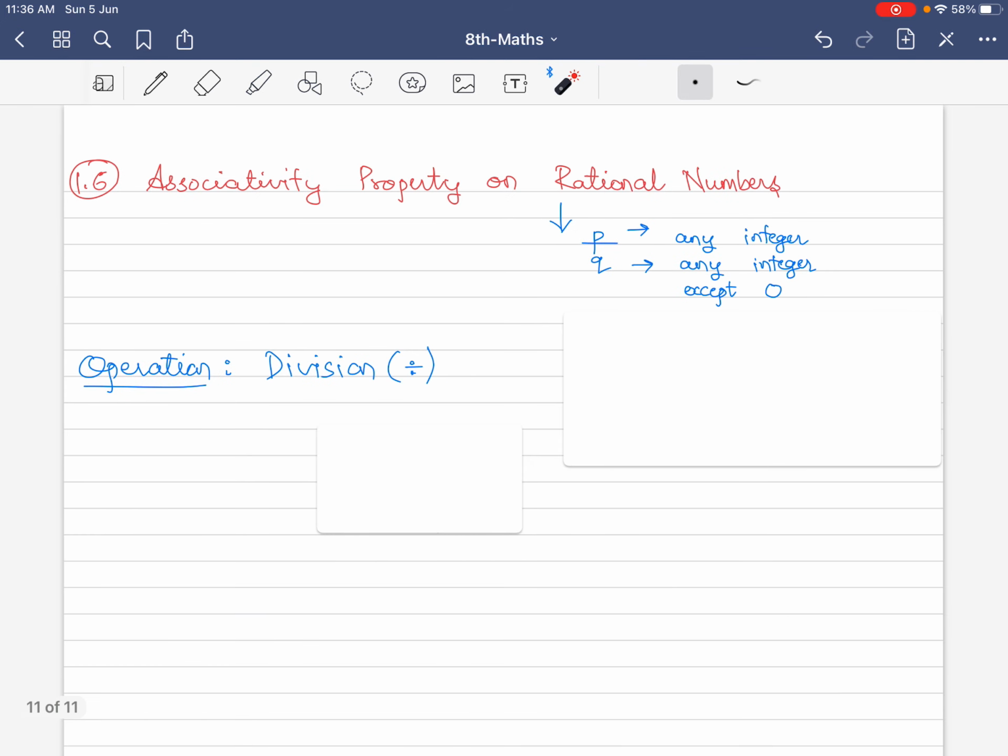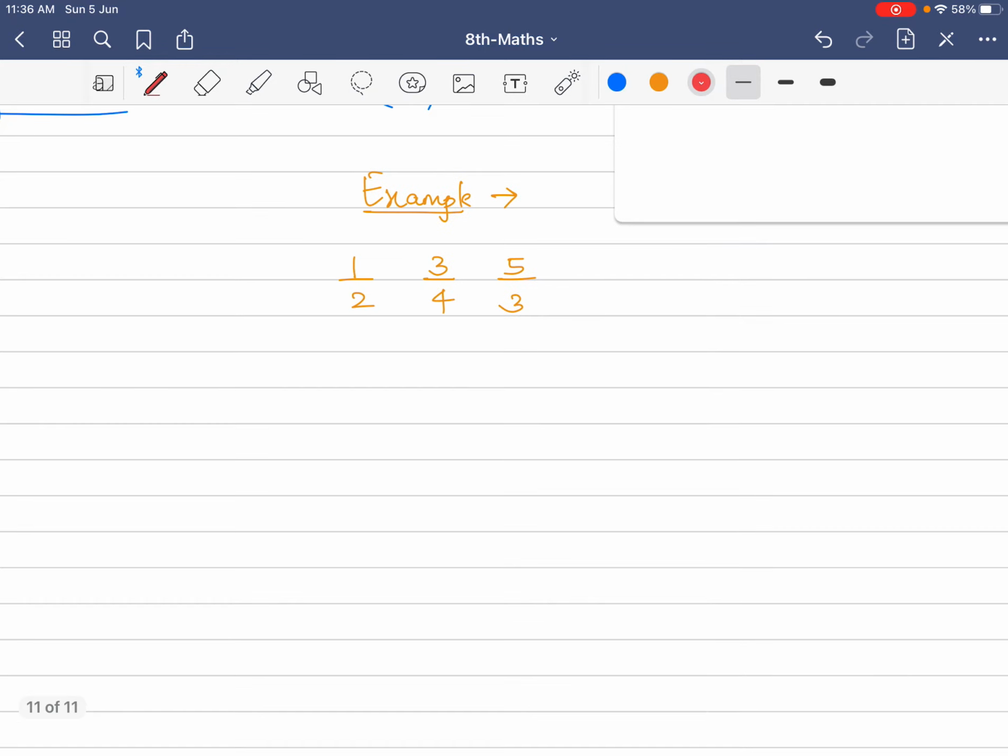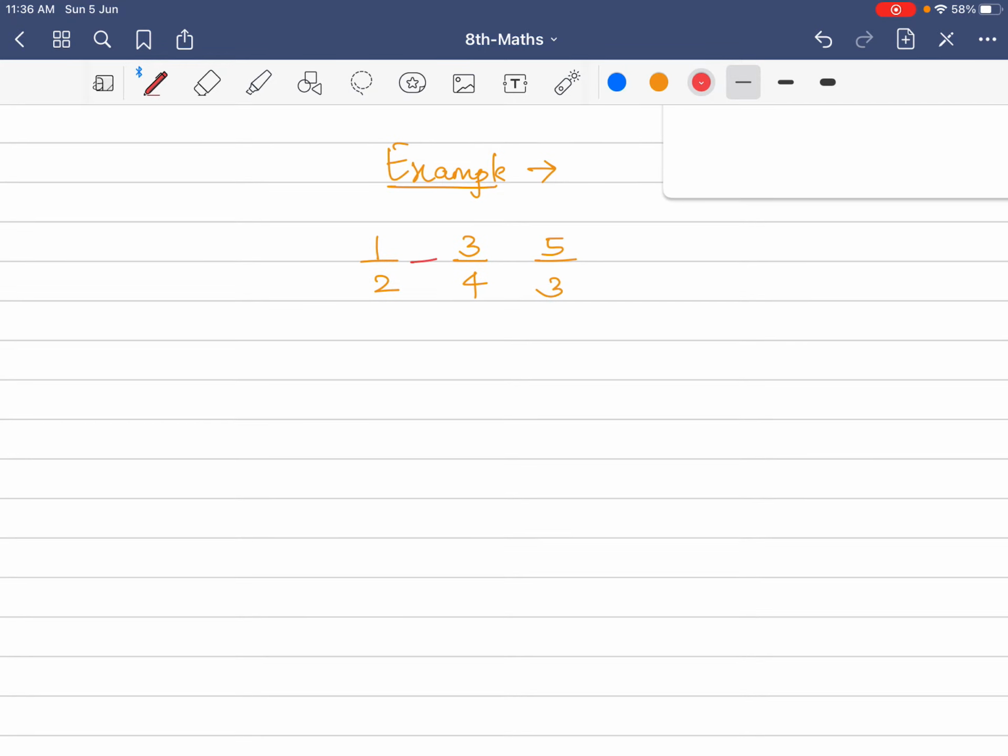Now, similarly, we go for the operation of division. So let's quickly get our examples out. These are three rational numbers: 1 by 2, 3 by 4, 5 by 3. I'm going to insert the division operation in between. So let's zoom in. Okay, divide and divide. Now, how do we solve this expression? There are two ways to do it.